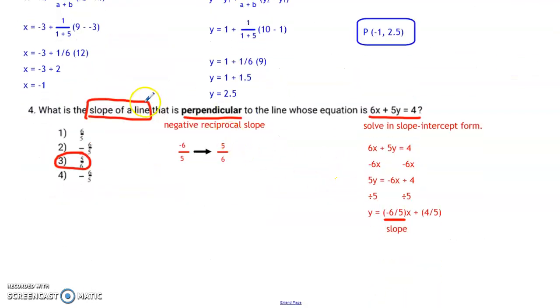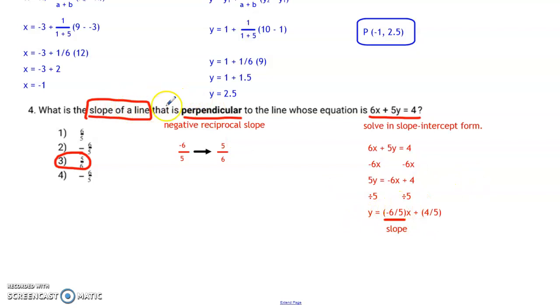For number 4, it's asking the slope of a line that's perpendicular to the line whose equation is 6x plus 5y is equal to 4. This form here is called standard form of a linear equation. In order to find the slope, we're going to solve it to put it into slope-intercept form. I did that here. This is an algebra skill, so you should know how to do this. So my slope is -6 over 5.